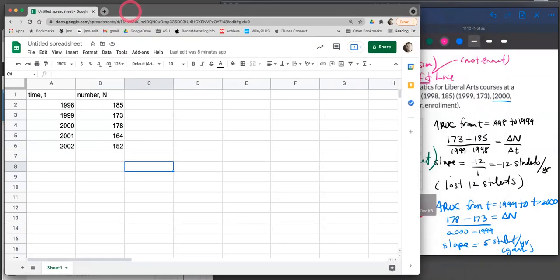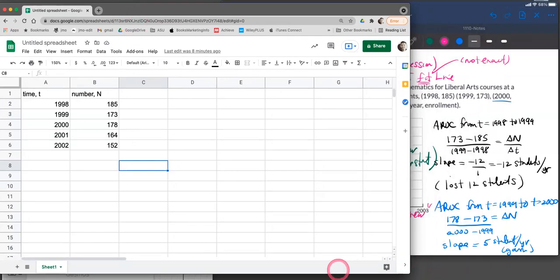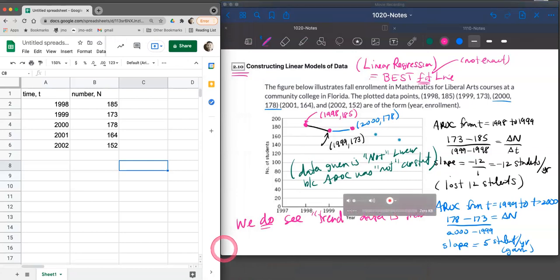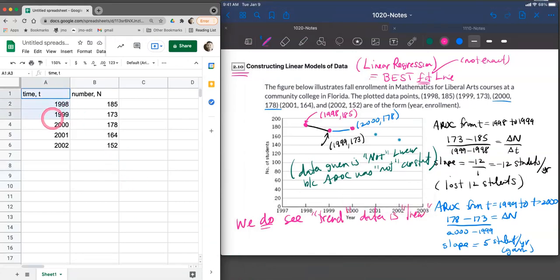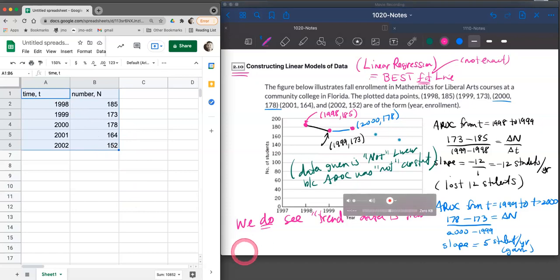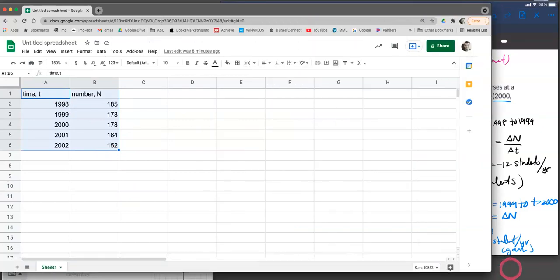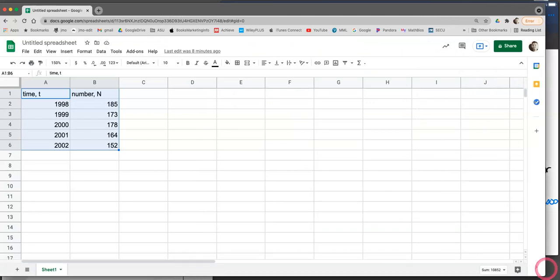Okay, and you can see that I have here the data already typed in that was given to us in the problem. So here we have the time in years and N being the number of students. And in a previous video, I've shown how to create a scatter plot of this data. So let me expand this a little bit. Here's just the data itself.